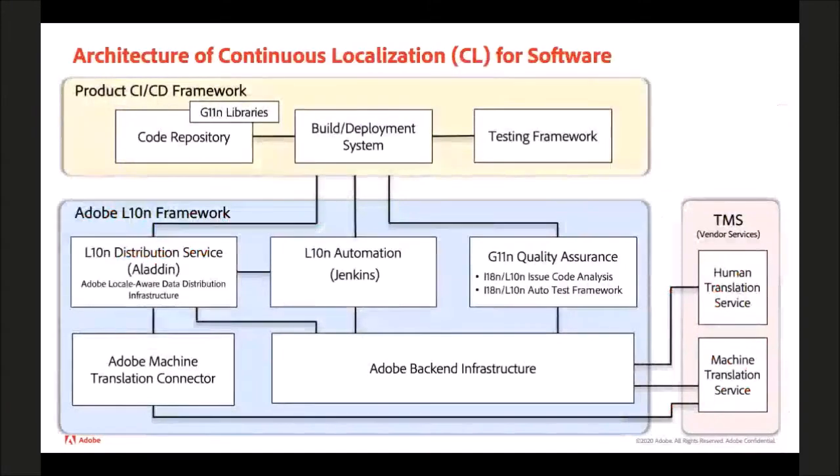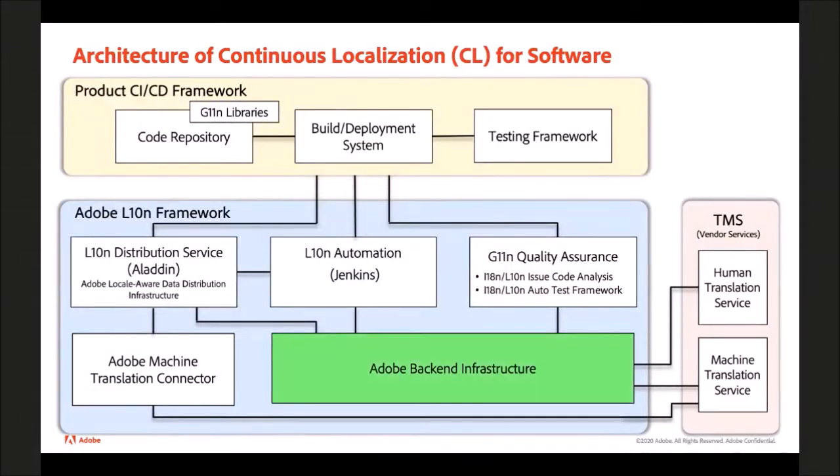First, let's talk about software. Today, we will focus on the continuous localization solution for the products of Digital Experience Cloud, which are mainly on web. This is the overview architecture of the continuous localization framework designed for digital experience solutions. Those key components work together to tackle the challenges that I mentioned in the previous slides. Let me explain the components from bottom to top.